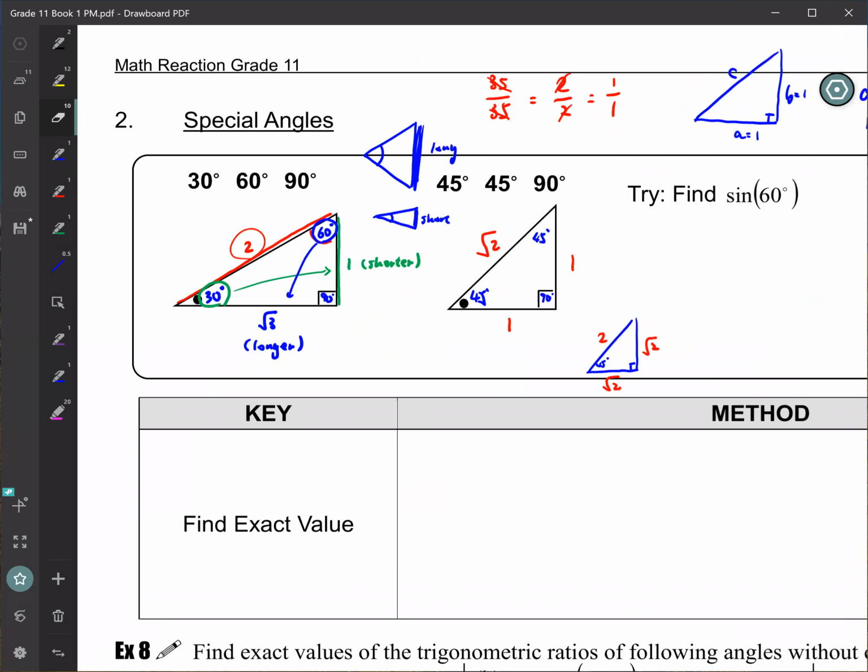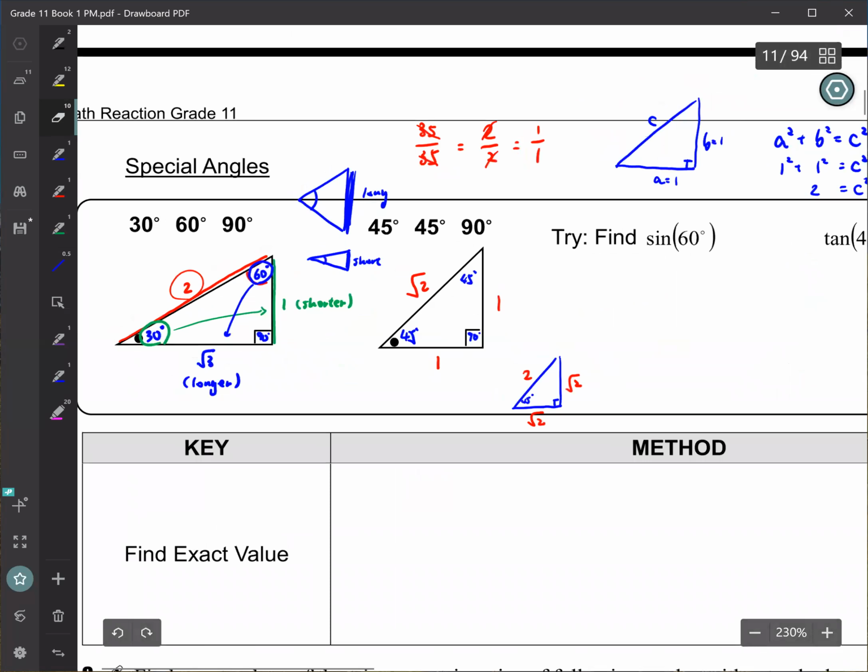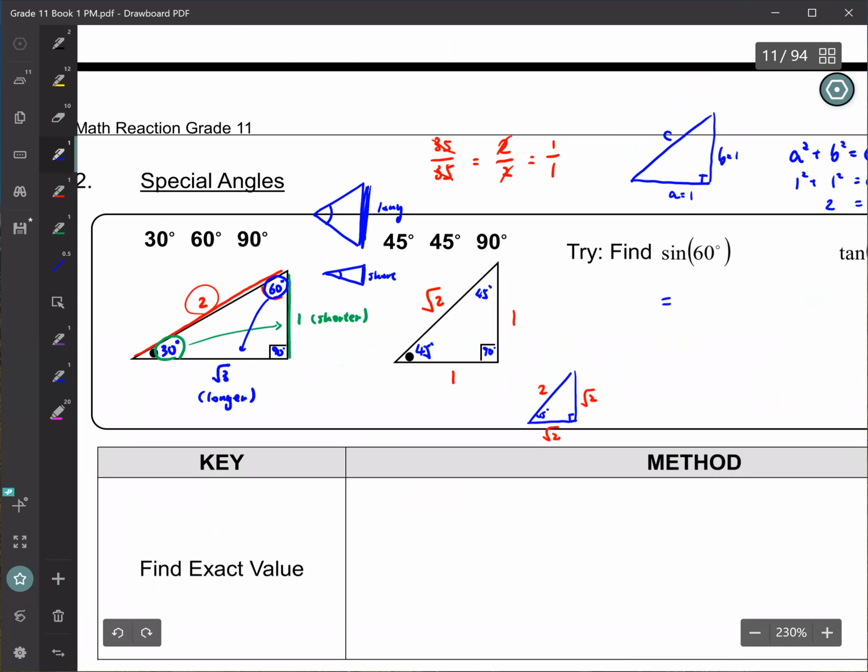So these are the two triangles. So for example, let's say we want to find sine of 60. Okay, so sine of 60, you need to look at the first picture, right? Sine is which side over which side? Brendan?